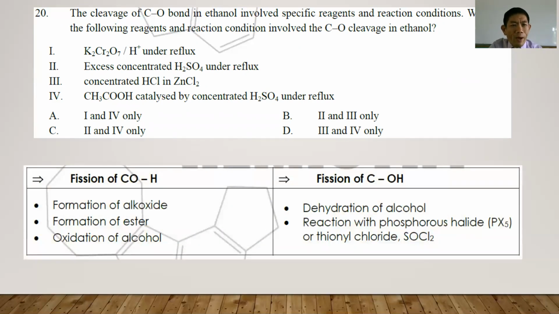So it seems that the one which is reacting is excess concentrated sulfuric acid, which is for dehydration. And then last but not least is the concentrated HCl in ZnCl2, which is for chlorination. Okay, the rest do not. So the best answer here is 2 and 3.